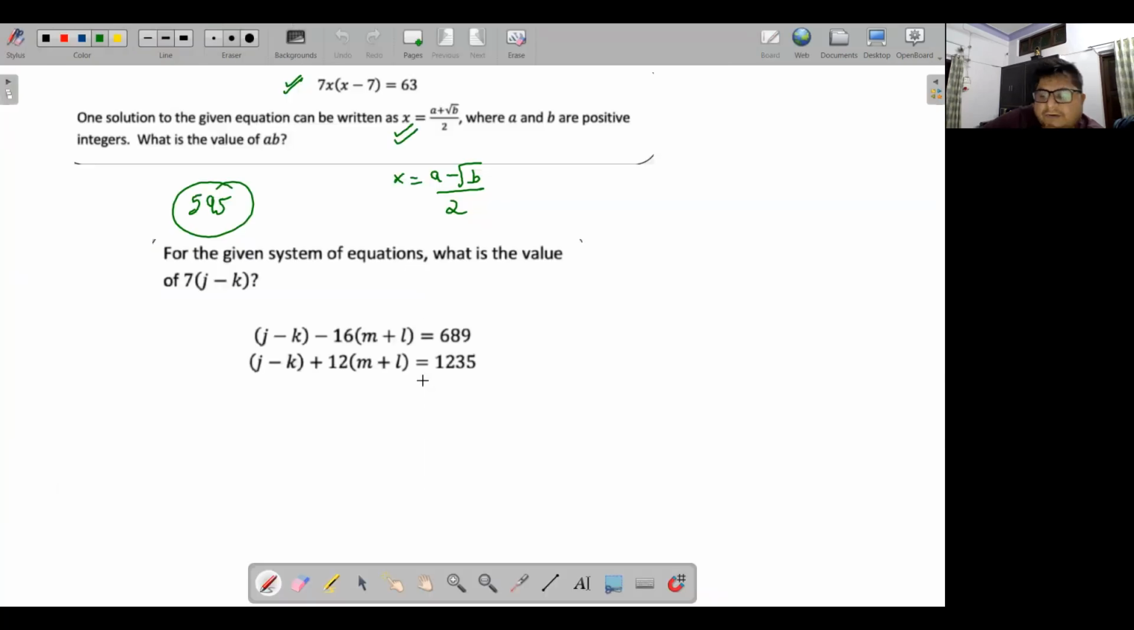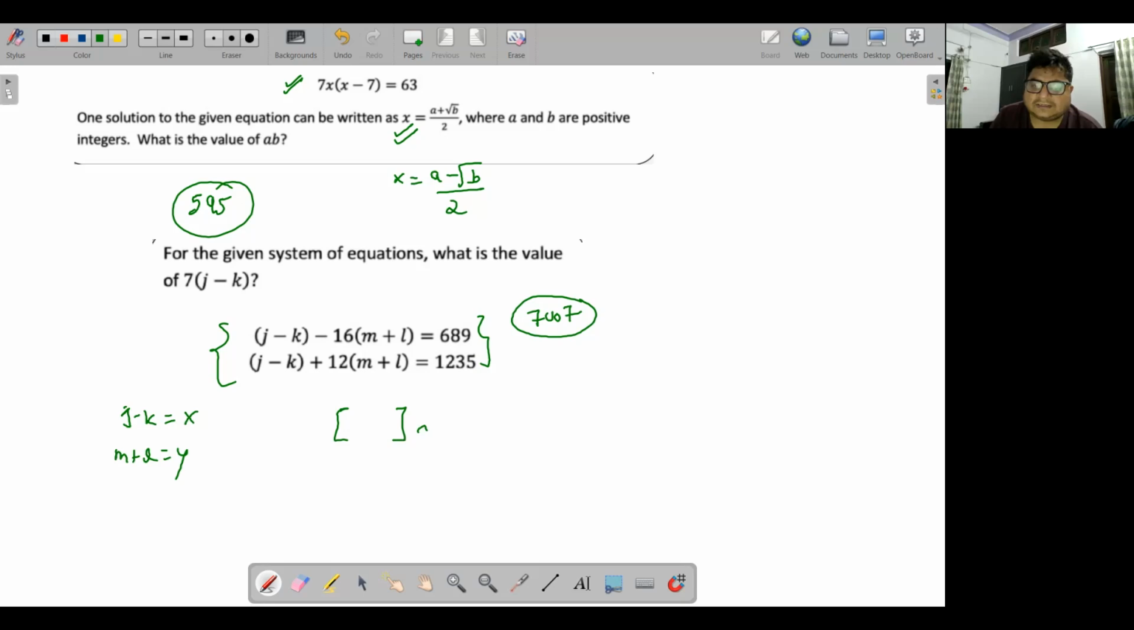So you can use the efficient way, because if you are solving this manually, you would assume j minus k is x and m plus l is y, and then solve for x and y. But instead of this, if you use the regression equation, you can find the values of j and k as they are. There is no need to use any x or y. Can you understand? Anybody has any doubt?